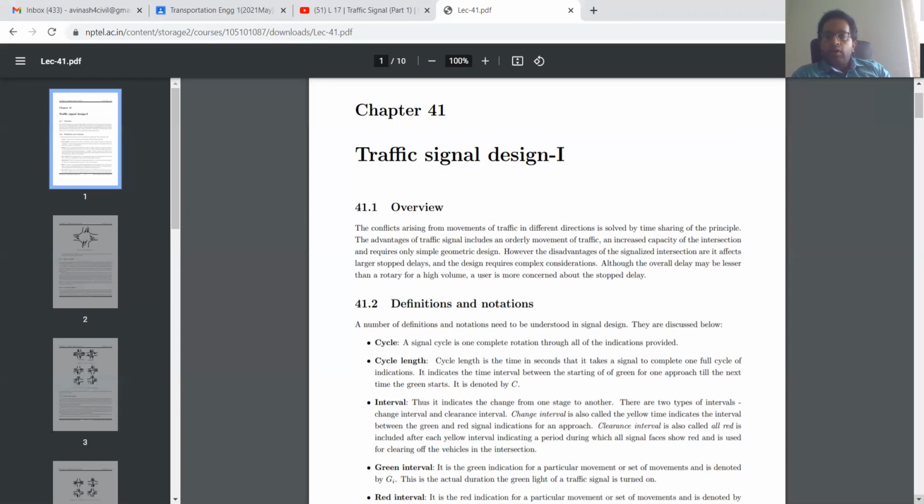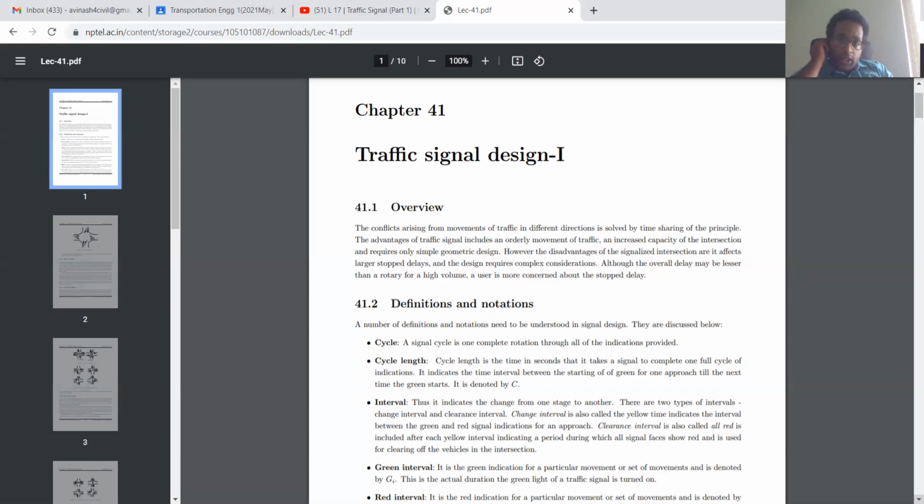Change interval, you can also call the change interval as the yellow time. This yellow time will be indicating the interval between the green and red signal for one approach. Another type of interval other than the change interval is the clearance interval. Clearance interval means after each yellow interval, a period during which all the signal phases show red, and it is used for clearing of the vehicles in that particular intersection.